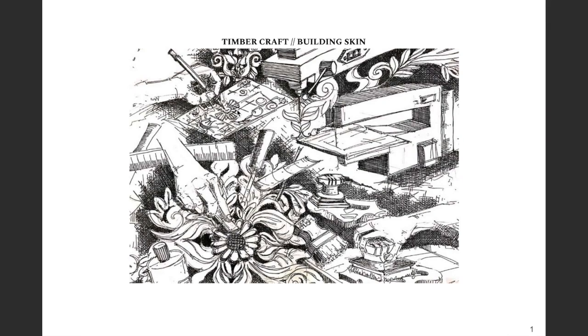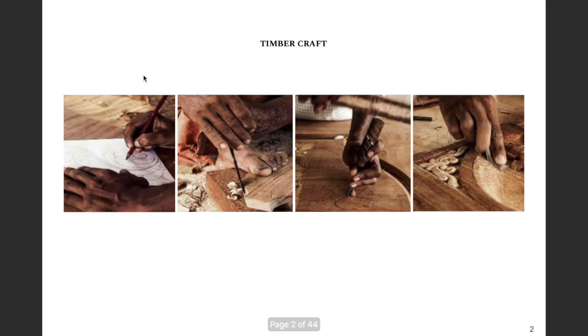So today I'm going to present to you about my project in Design Studio 4. First of all, we visited Kuala Terengganu during our site visit to study the traditional craft over there. The craft that I've chosen is timber craft, which is one of the oldest crafting arts located there.